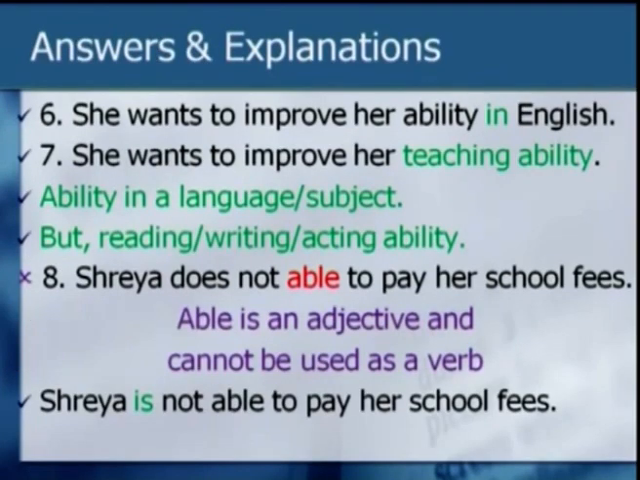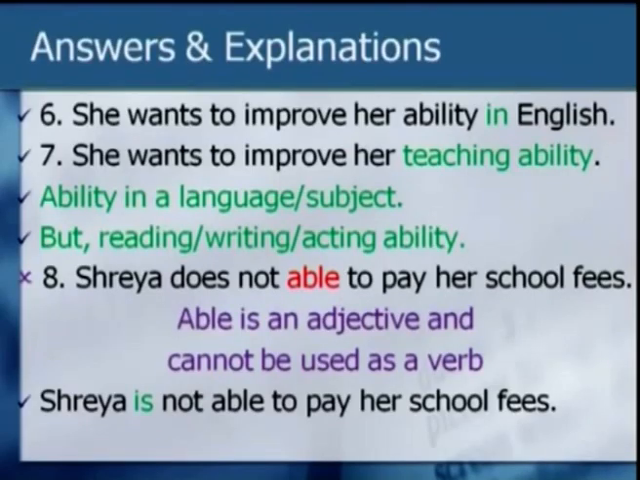Look at the first one. She wants to improve her ability in English, not ability of English. Why? Whenever you talk about any language or any subject, so it could be English or it could be maths, usually it is ability in English, ability in French, ability in Japanese, ability in German, ability in Chinese, and ability in mathematics, ability in physics, ability in chemistry. So when it is language or subject, it is ability in. The preposition that is generally used is in.